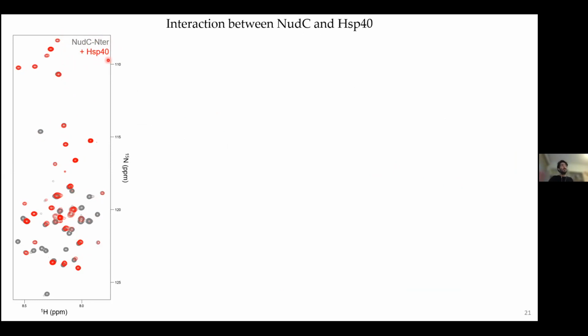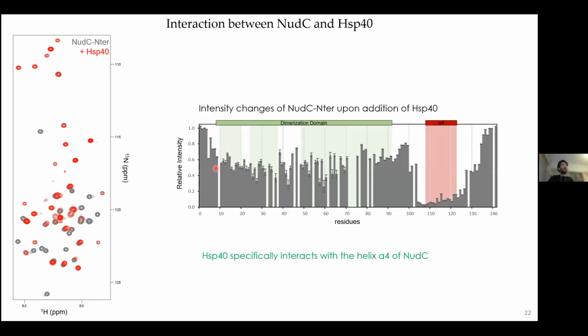Now, if we plot this difference of intensity between the reference and the bound form, what we can see is that the dimerization domain of Nazi is not really affected by the addition of HSP40, but our independent helix alpha 4 has a drastic reduction of intensity upon addition of HSP40, which really tells us that this helix alpha 4 and this flanking region are the binding site of HSP40 on Nazi.